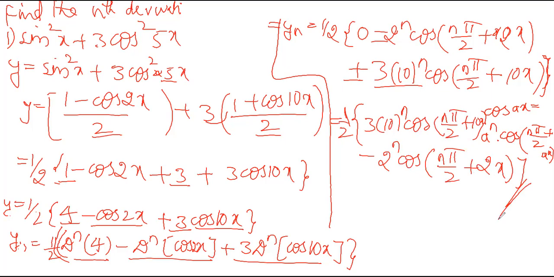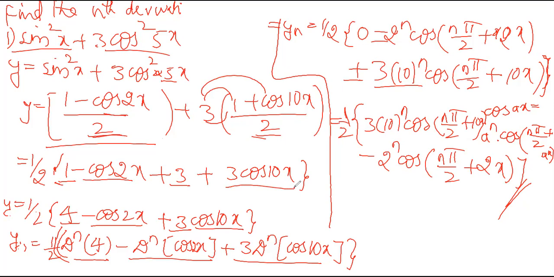Only 3 steps are there. First you take sin square x plus 3 cos square x; you know the sin square x and cos square x formulas. After that you apply the formula here: 1 minus cos 2x divided by 2 plus 3 into 1 plus cos 10x by 2. This is the formula. After that you take the LCM, the 2, I take directly outside, then 1 by 2 into the cos 2x. After that we multiply this 3 inside, then 3 into 1 is 3 plus 3 cos 10x.